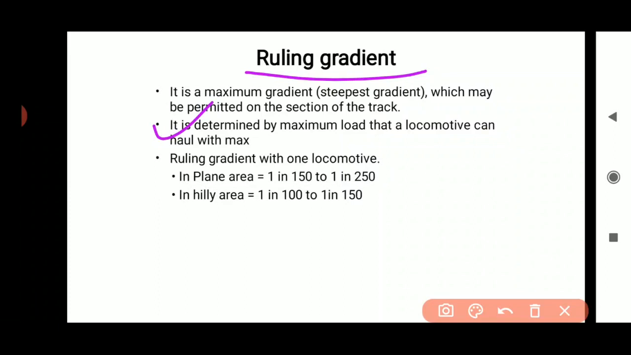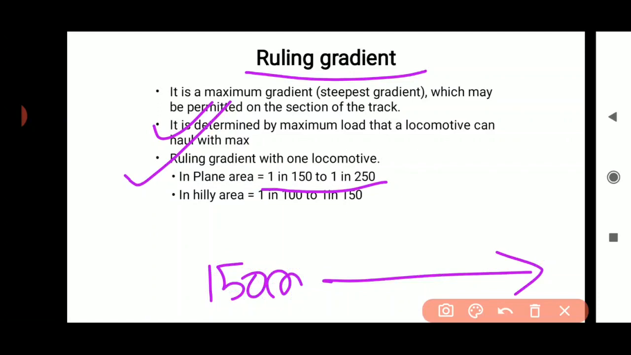So the maximum permissible value of the ruling gradient is designed on the basis of the maximum load carrying capacity of a locomotive. Then the ruling gradient in a plain area is 1 in 150 to 1 in 250. Here you can see how the gradient is represented. 1 in 150 means if we move 150 meters in the longitudinal direction, then there will be 1 unit of fall or rise.